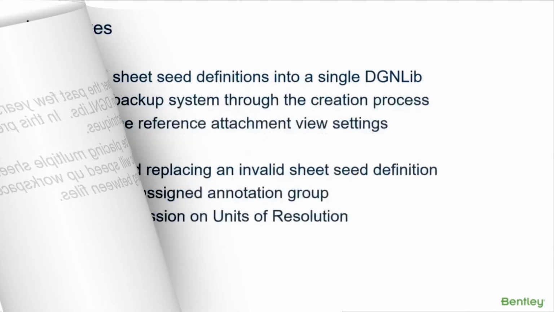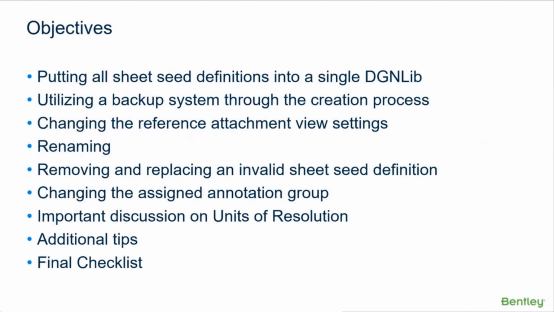Okay. All right. So the objectives: putting the sheet seeds into one DGN lib. Now, you may put those into two or three. Maybe you've got one for plan sheets, one for profile sheets, one for cross sections. That's up to you. But we have some agencies out there with literally hundreds of sheet seed definitions, and trying to put all of those in their own DGN lib, the workspace was getting really slow. And so we've gone through some changes in our thought process, and now we're putting things into one or a few DGN libs. That definitely makes opening up your files quicker, and it also makes switching between files quicker, which is nice.